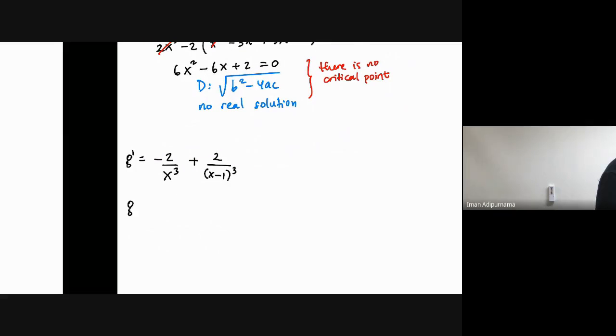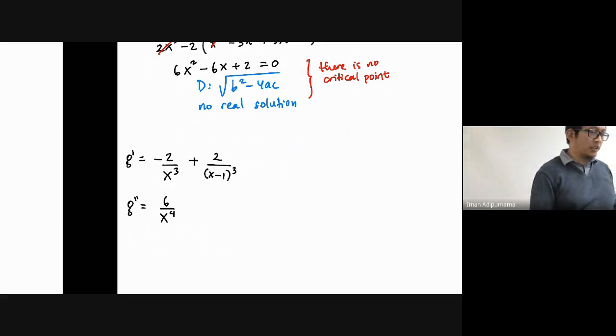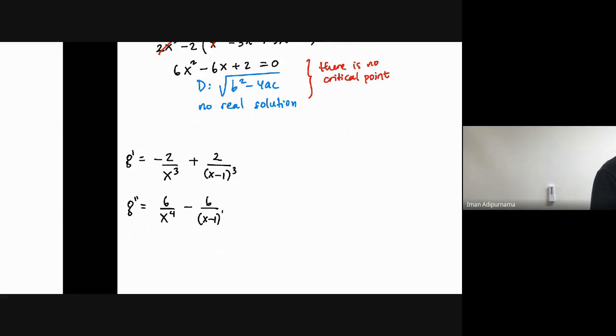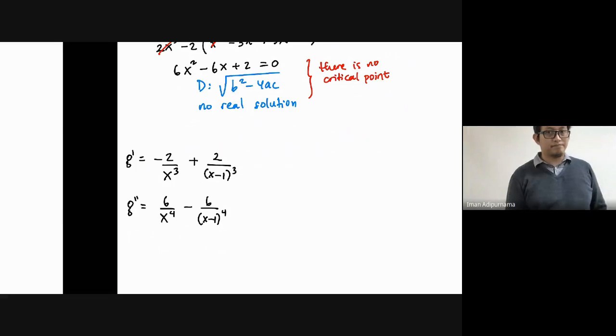So g double prime. We can directly take 3 times 2, which is 6, over x to the 4. It becomes positive, okay? And then the positive becomes negative, 6 over x to the 4.